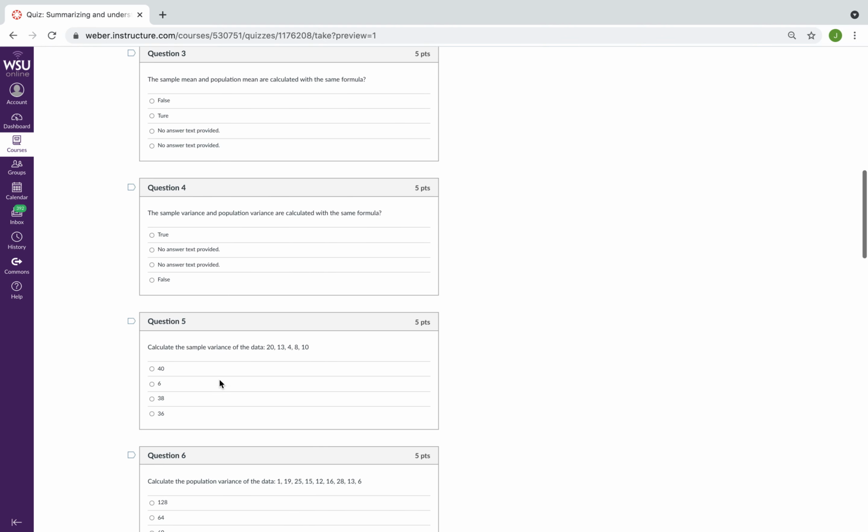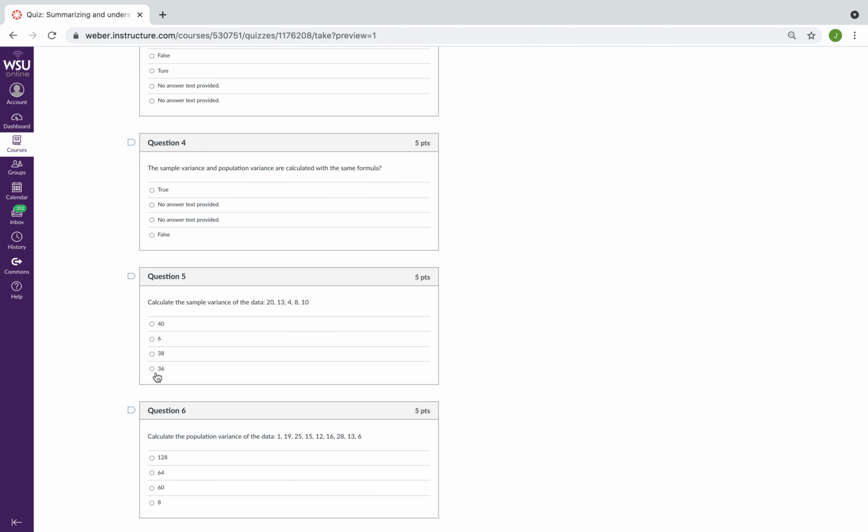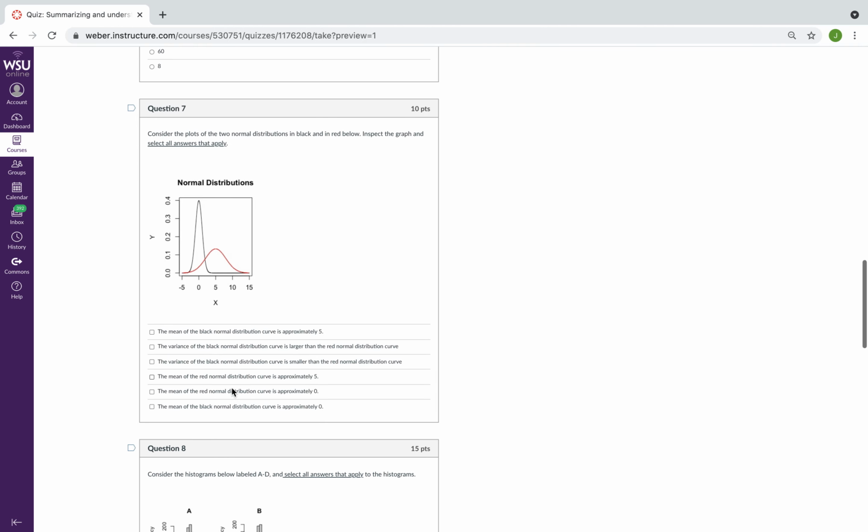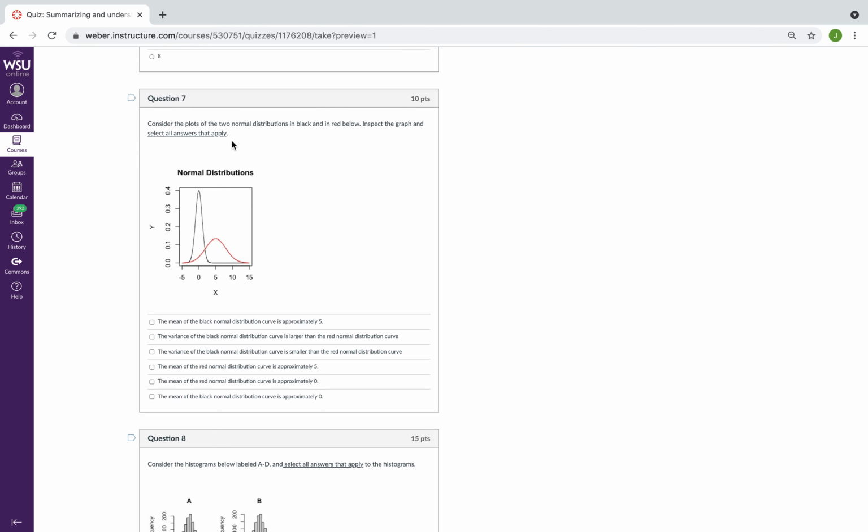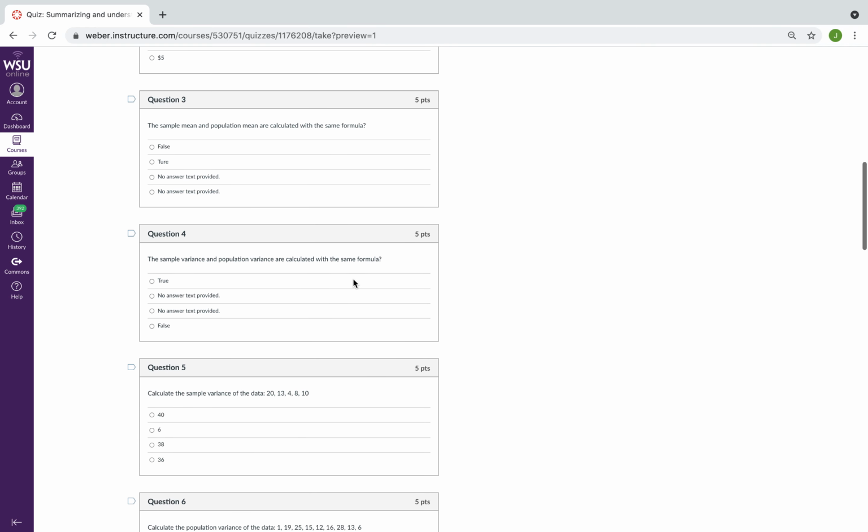Okay. So here's some other questions. Let's just preview this some more. So here's a question that asks you to select all answers that apply. So some of them are select one, some of them are select all that apply. And here's multiple questions about these curves. Okay. Now let me go back.